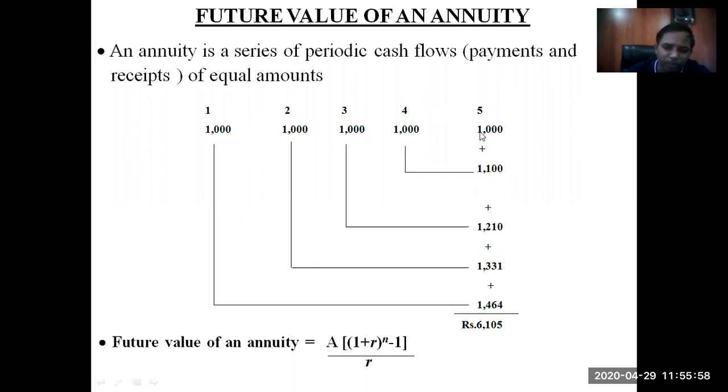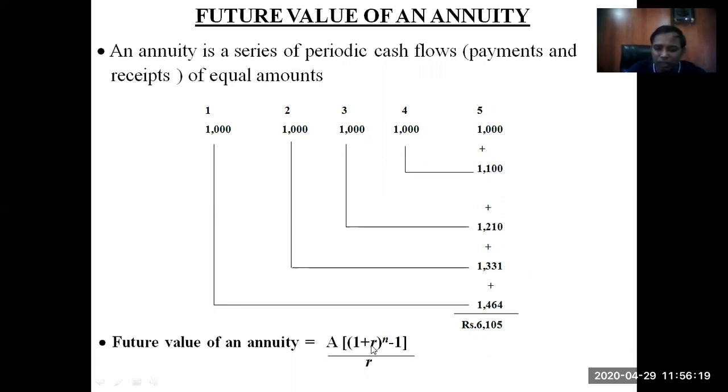So if you are paying the same amount, it becomes 1000. This 1000 paid today, let's say invested today, will be invested for 5 years, this for 4 years, this for 3 years, 2 years, and this is for the same. So it comes to 6105.